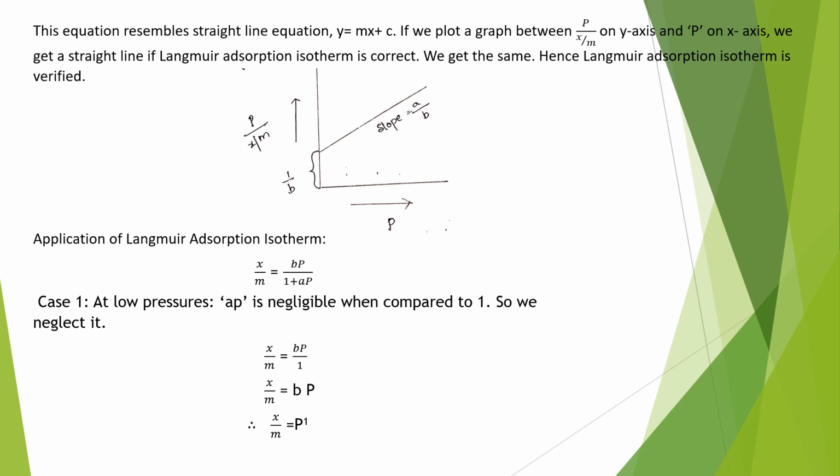What is B? B is a constant. Therefore, x by m is proportional to P power 1. So, change it as x by m proportional to P power 1. Okay. So, while writing, please make this correction, students. x by m proportional to P power 1.